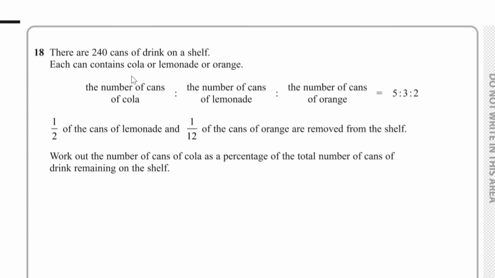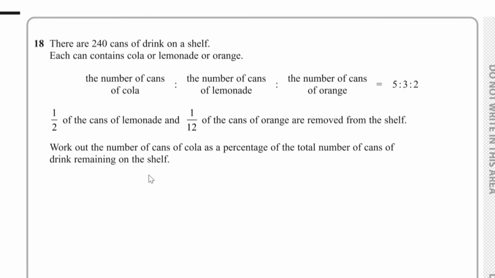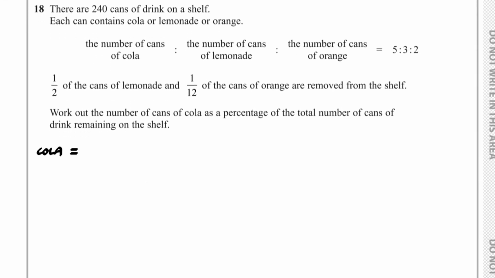Question number 18. There are 240 cans of drink on a shelf. Each can contains cola or lemonade or orange. The number of cans of cola to the number of cans of lemonade to the number of cans of orange is 5 to 3 to 2. 1/2 of the cans of lemonade and 1/12 of the cans of orange are removed from the shelf. We have to work out the number of cans of cola as a percentage of the total number of cans remaining on the shelf. So the first thing we can do is work out the amount of cola we've got originally.